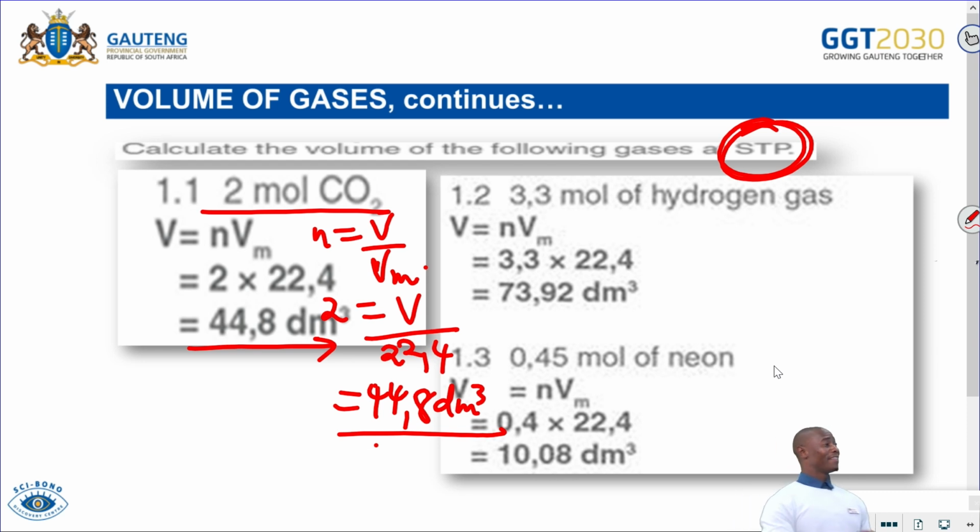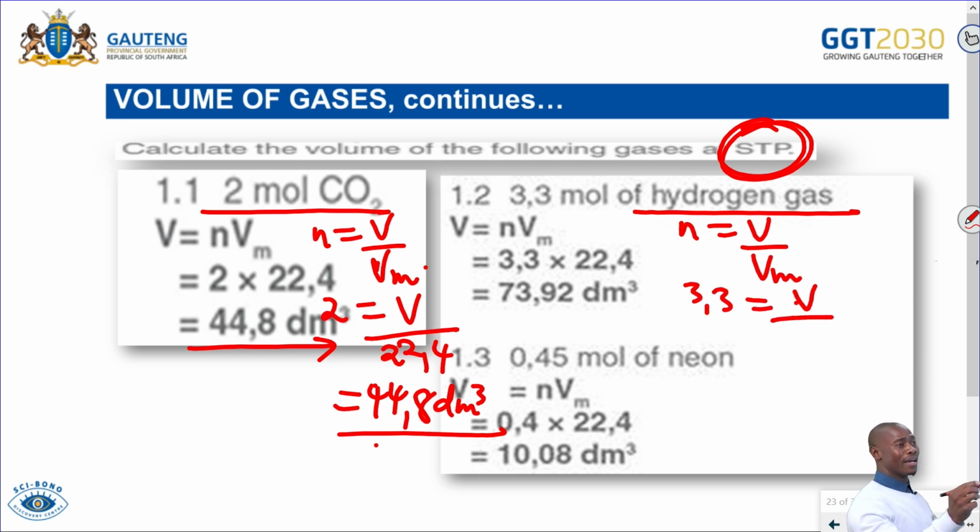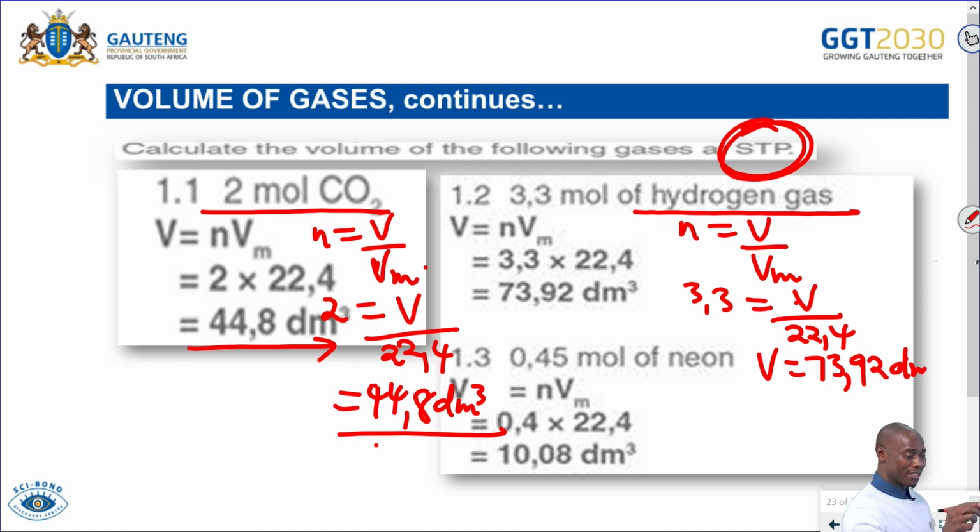All right. Then 3.3 mole of hydrogen gas, right? We are looking for the volume. n equals V over what? Over Vm. Number of moles, 3.3. We are looking for V. This is at STP, so the Vm, or the molar gas volume, is 22.4. Then what is 22.4 times 3.3? The volume of hydrogen gas is going to be what? 73.92 cubic what? Decimeters.